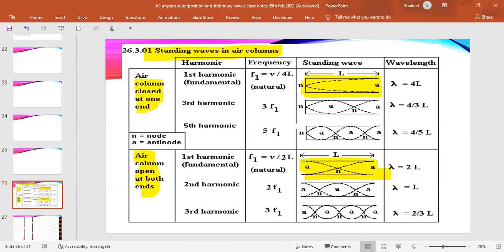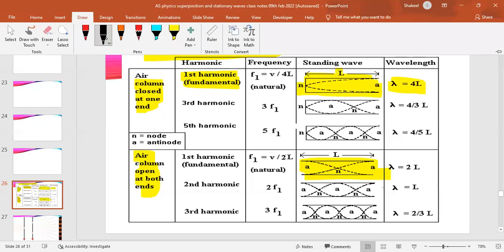So the first harmonic is the fundamental. And this happens when quarter of the wave is formed. Like at open end is always antinode and at close end is node. So if you look at this diagram, which I'm going to shade, so open end is antinode and close end is node. So the wavelength will be 4L.